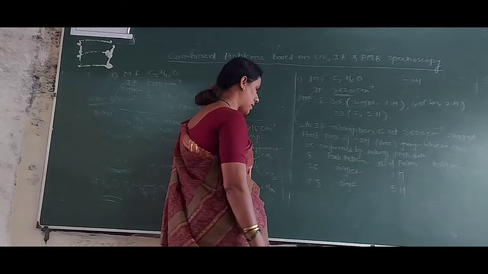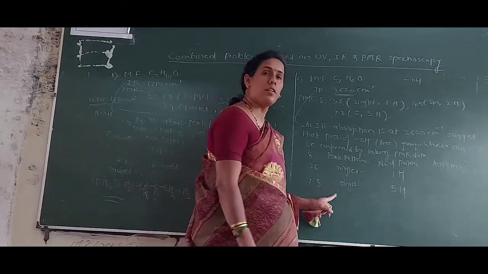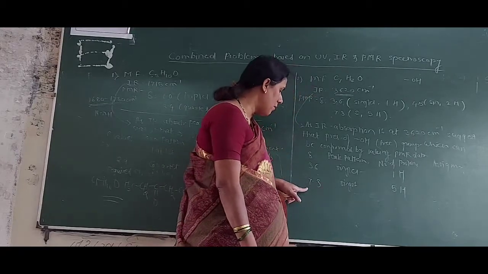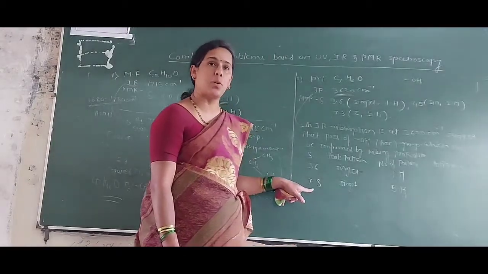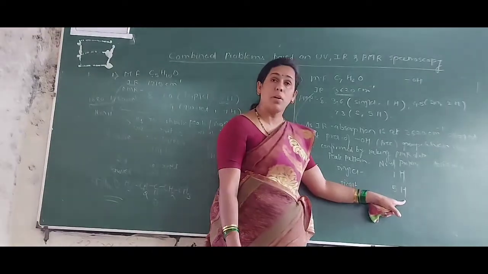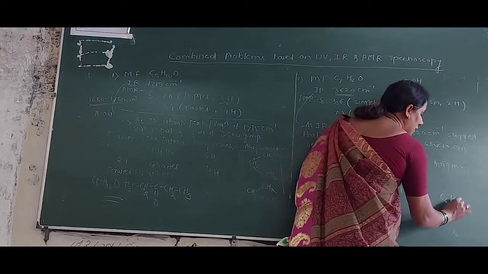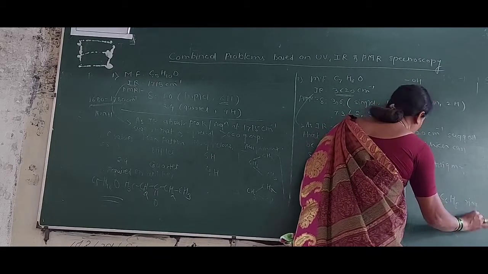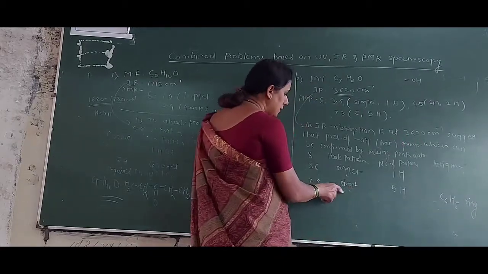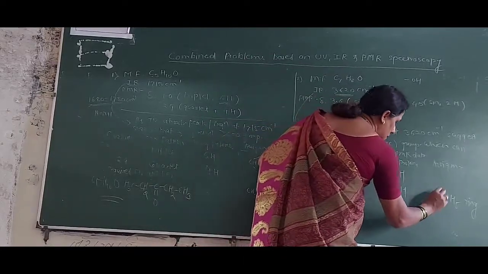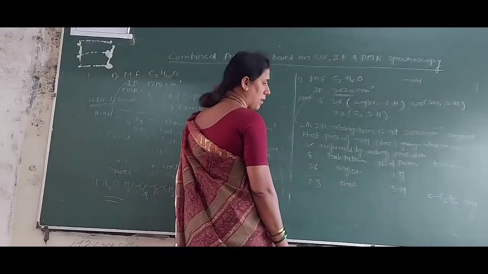Now the assignment: 7.3, already in yesterday's lecture I have given to you. The value of delta is between 6 to 8, and due to 5 protons there is the presence of a phenyl ring. As it is a singlet, the adjacent carbon atom is only one carbon atom.